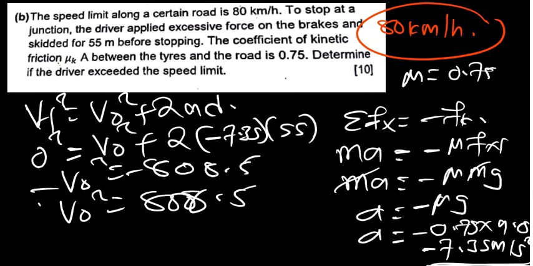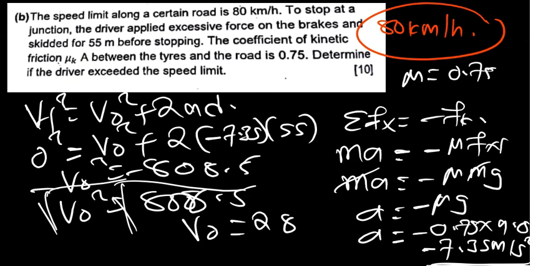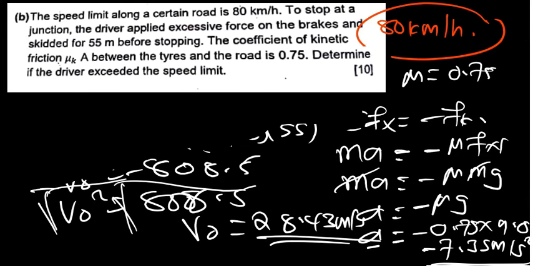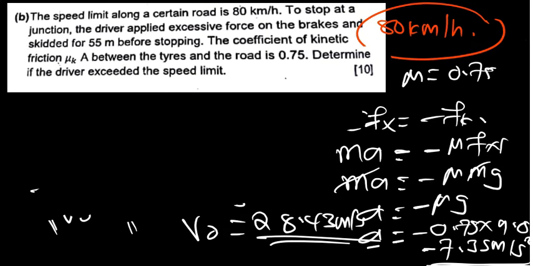So we get the square root of both sides. V initial will be equal to, if we get the square root here, 28.43 meters per second. That is the initial speed which this driver was using at that point. Now the question is, determine if the driver exceeded the speed limit.